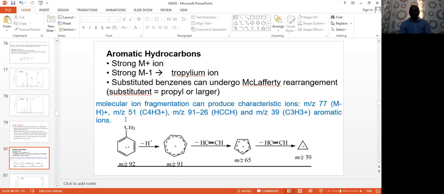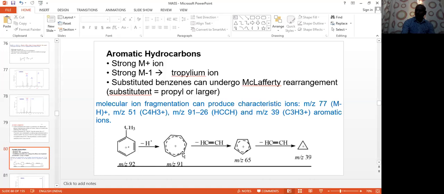So in aromatic hydrocarbons, the molecular ion will be very prominent, and if it is substituted like toluene, fragmentation takes place and you will have the very prominent peak.